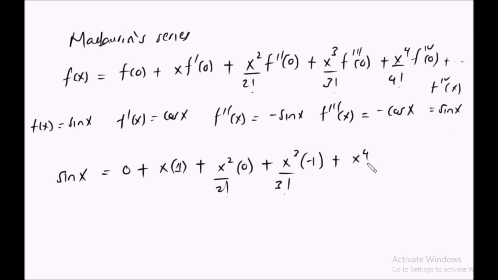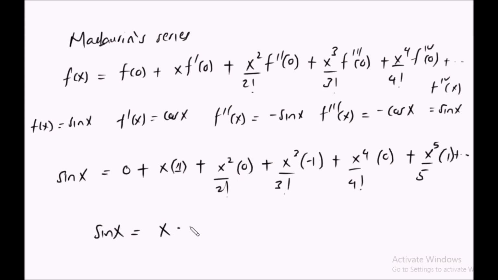So it will be x power 4 over 4 factorial, sin of 0 is 0. And then if I differentiate sin of x I come again to cos of x. So for the fifth, cos of 0 is 1 and it continues. So sin of x expanded by Maclaurin series, here is 0, so now x times 1 is x, here is 0.